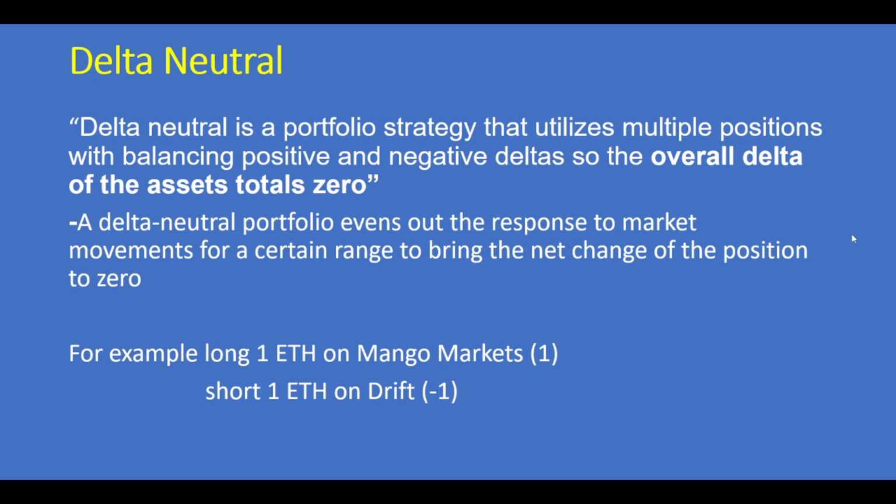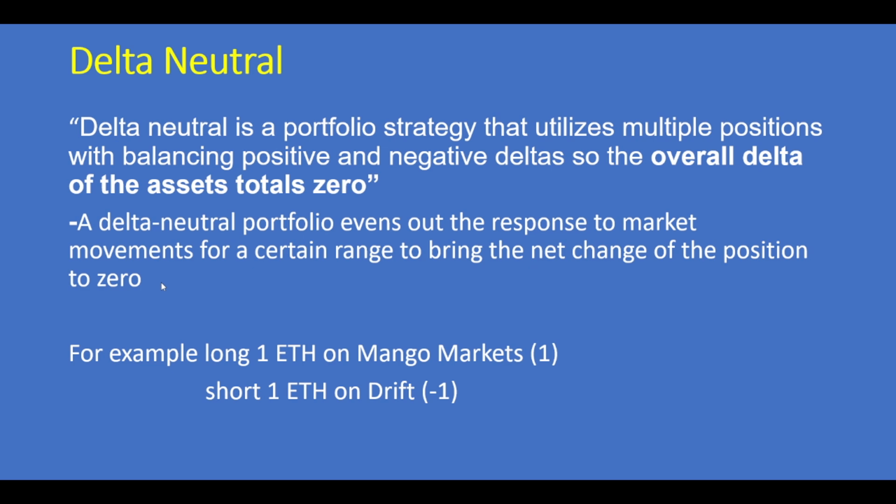The first thing I think I really need to clear up is what delta neutral is, or what it means to be delta neutral. I have this definition here that comes from Investopedia, so I'm just going to read it out. Delta neutral is a portfolio strategy that utilizes multiple positions with balancing positive and negative deltas, so the overall delta of the assets totals zero. A delta neutral portfolio evens out the response to market movements for a certain range to bring the net change of the position to zero.